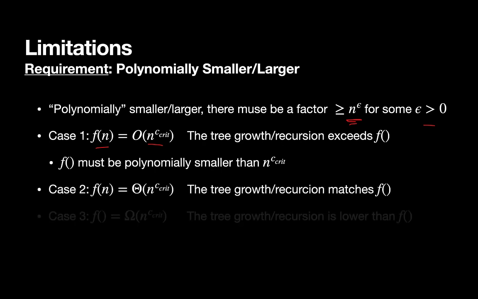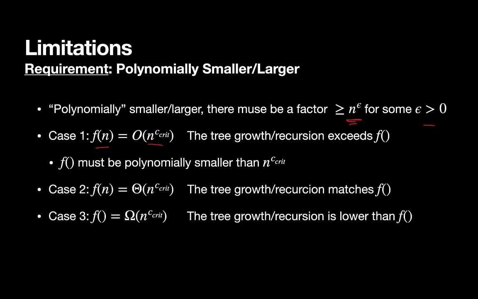So case 2 is about an exact value. Case 3 is about being larger than something, having a lower bound, an omega. And again, we're assuming that it's polynomially larger. So we're assuming that f of n is polynomially larger than n to our critical factor.